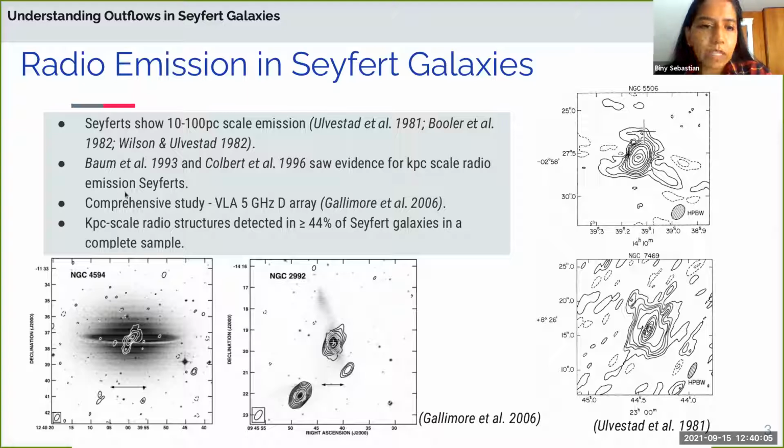So Gallimore et al. 2006, who had a larger and a complete survey of Seyfert galaxies, showed that more than 44% of Seyfert galaxies show kiloparsec scale radio structures. Again, although they preferred the jet origin, the study was not conclusive. So before we really get into understanding jets and feedback in these systems, we need to disentangle the radio emission from jets versus from other possible contributors.